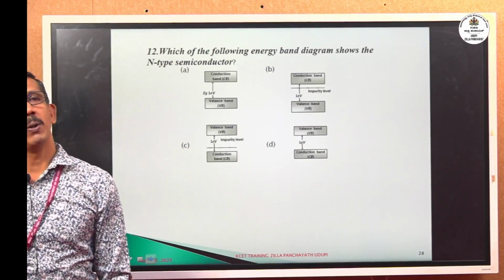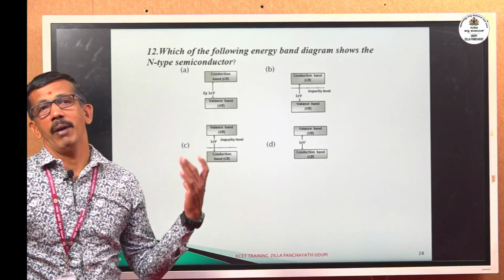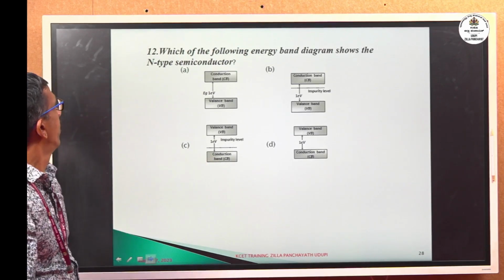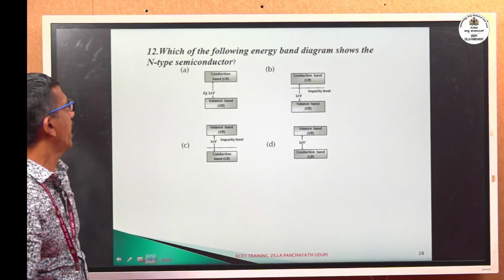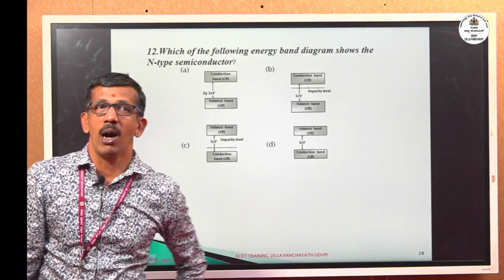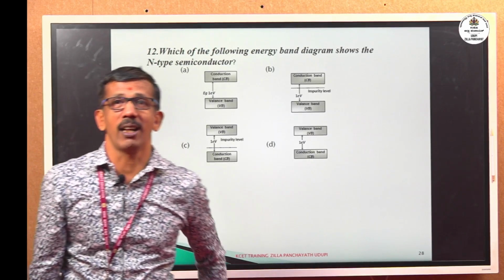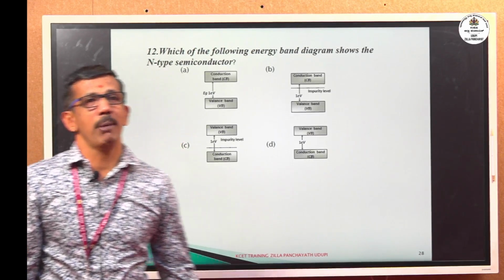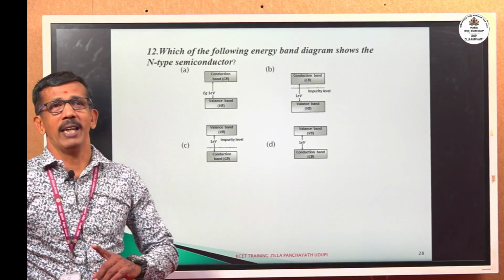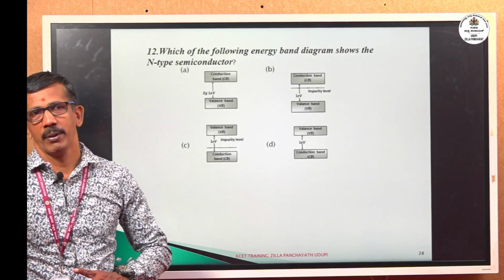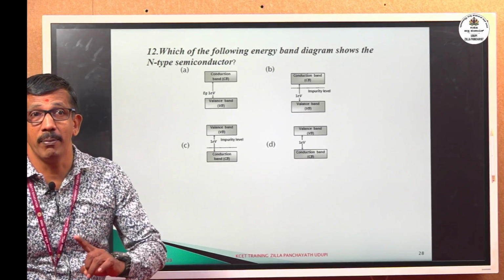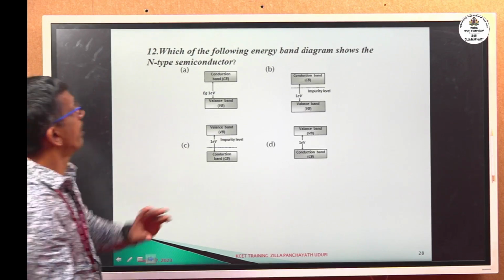This is also an energy band diagram based question. Which of the following energy band diagrams shows the N-type semiconductor? Which is the N-type semiconductor here? In case of N-type semiconductor, the energy level of impurity atom lies just below the conduction band.